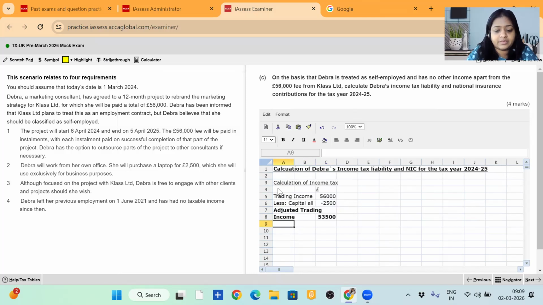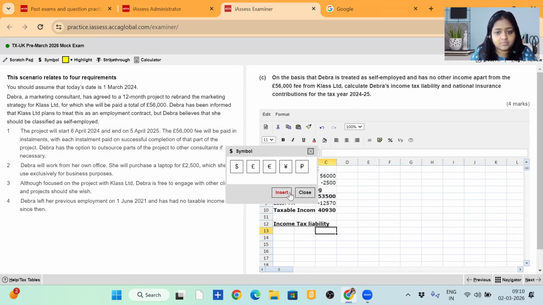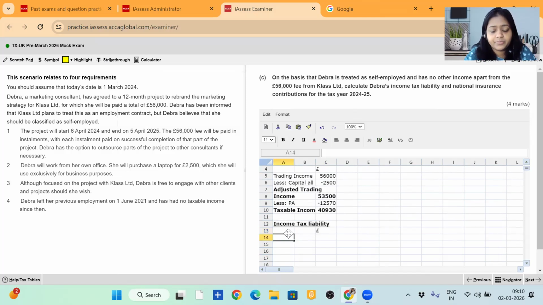Now I will reduce my PA, full 12,570, and I will get my taxable income of 40,930. The question tells you in the last point that she has no other taxable income. That means the full BRB is available. So let's calculate the liability. Here I will insert the sign and write BRB and 37,700.